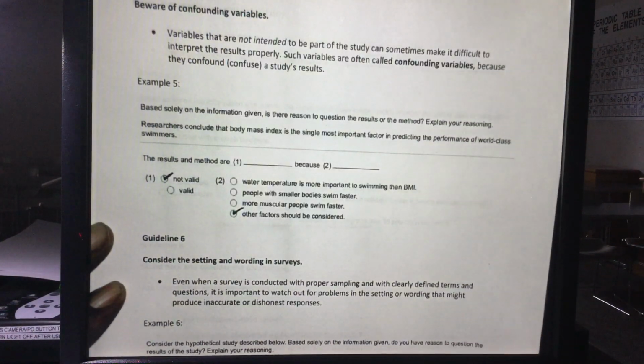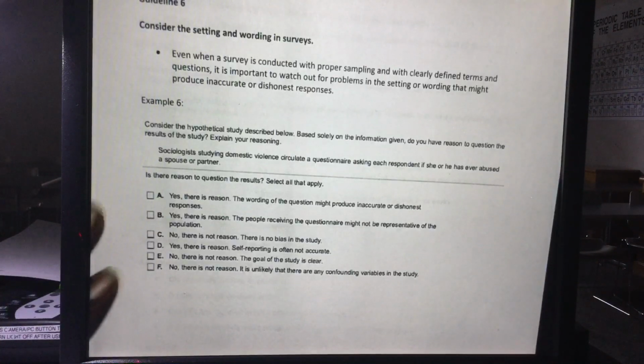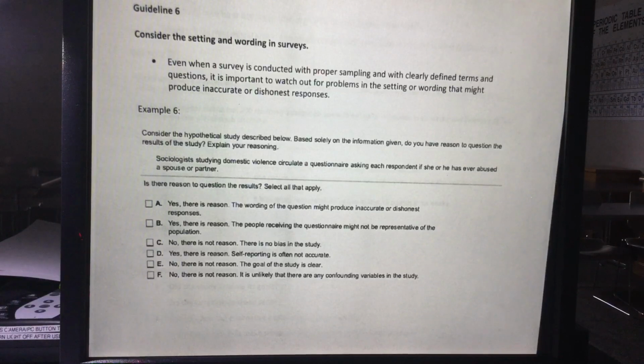Now, guideline number 6 deals with considering the setting and wording in surveys. Even when a survey is conducted with proper sampling and with clearly defined terms and questions, it is important to watch out for problems in the setting or wording that might produce inaccurate or dishonest responses. Like in this case right here. We want to know if we have a reason to question the results of this survey.